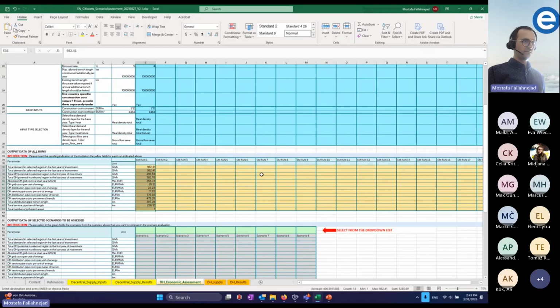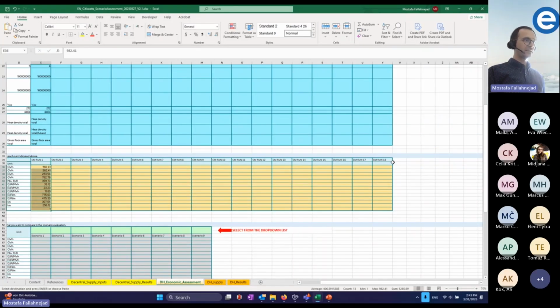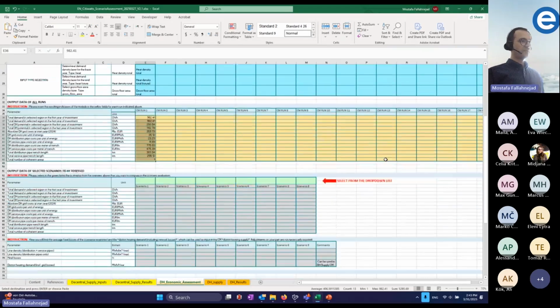So here we have up to 18 CM runs, calculation module runs, considered. But for further analysis, for overall comparison between district heating and decentral heat supply, we will need to select some of these scenarios. Therefore, we should select from this drop-down menu. As soon as I'm here, I can pick the corresponding CM run. So that would be my scenario one.